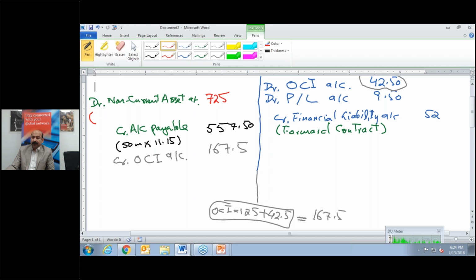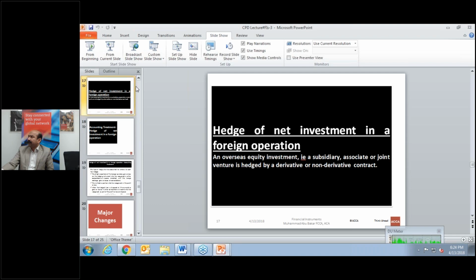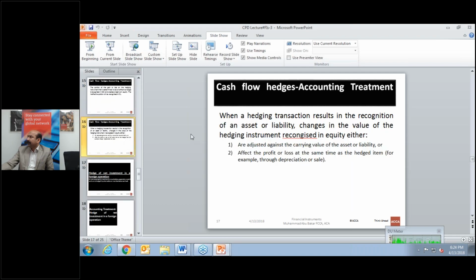725 million. So this way you will transfer basically. This is basically the requirement given in 1. Like you will adjust the carrying amount of the asset. Here we bought property, plant and equipment, so we adjusted that because this hedging transaction results in the recognition of a non-current asset. So the carrying value of the non-current asset will be adjusted.